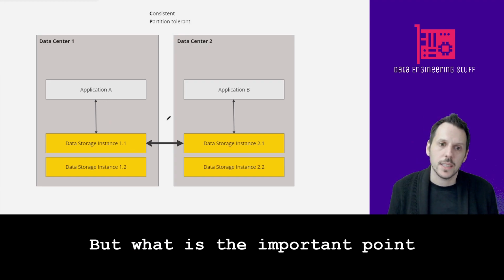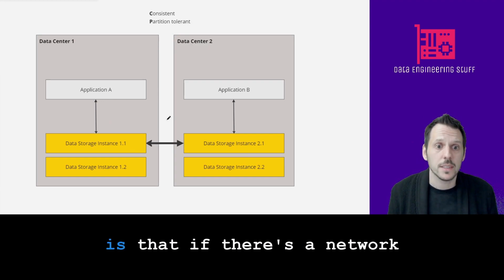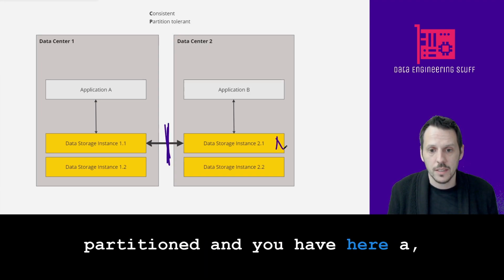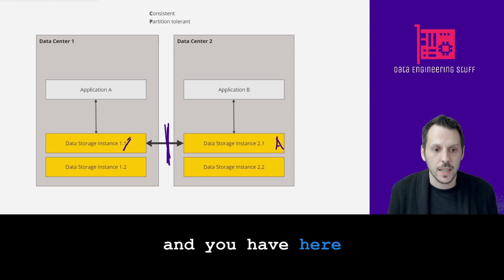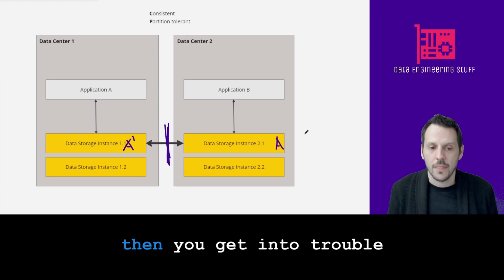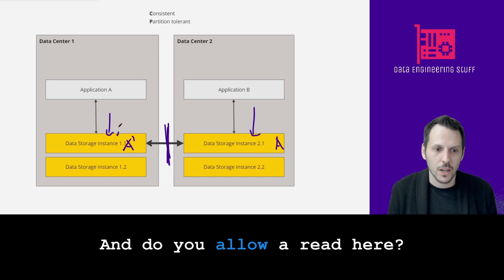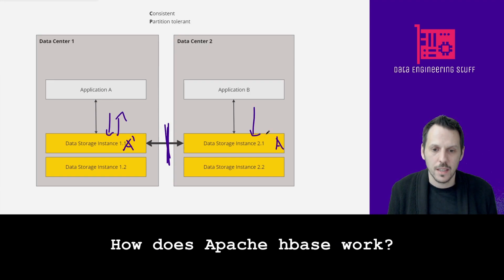But the important point is that if there's a network partition and you have here A and here A star, then you get into trouble, because do you allow a write here and here? And do you allow a read here? How does Apache HBase work?